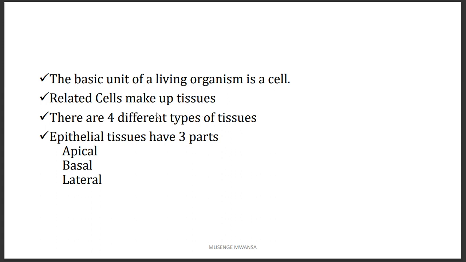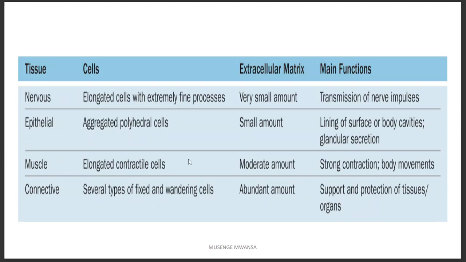So in the body, there are four different types of tissues. Even if we have so many cells, all the cells are just going to be paired up into four different types of tissues. And one of those types is the epithelial tissue that we're going to talk about. The epithelial tissue has got the apical surface, the basal, and the lateral side. Now, these are the four different types of tissue: the nervous tissue, epithelial tissue, the muscle, and the connective tissue.